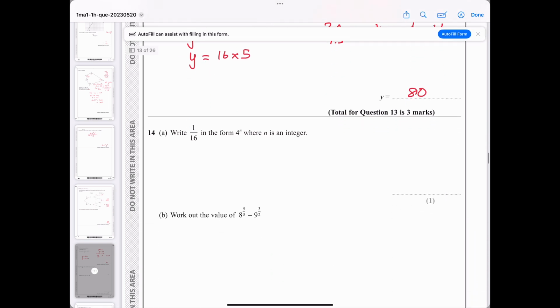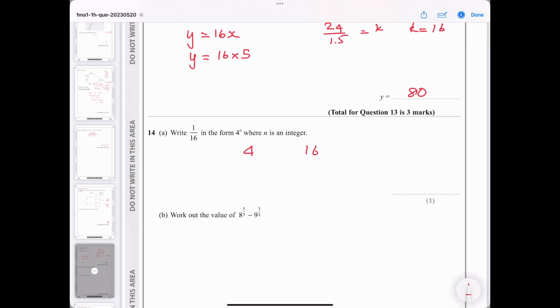Now write 1 over 16 in the form 4 to the n, where n is an integer. How do we get from 4 to 16? We do that by going 4 squared. So we know that that's part of it. How do we get from 16 to 1 over 16? We do that to the power of minus 1. So how do we get from 4 to 1 over 16? We do 2 times minus 1, which is minus 2. So n is minus 2.